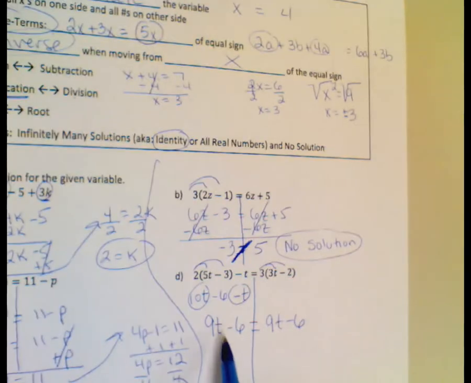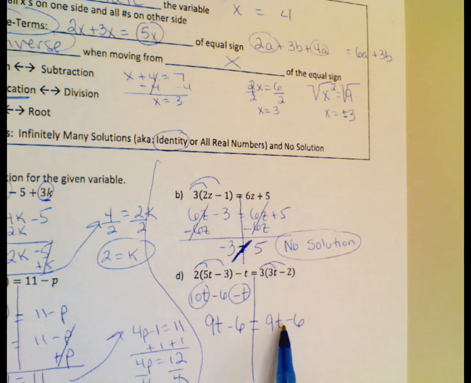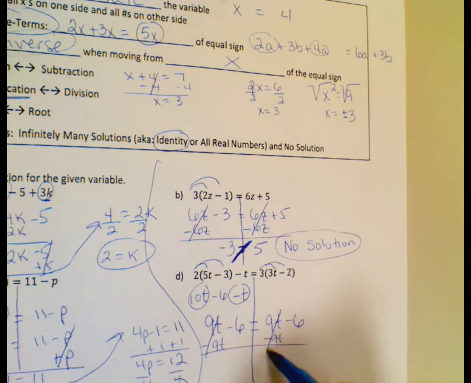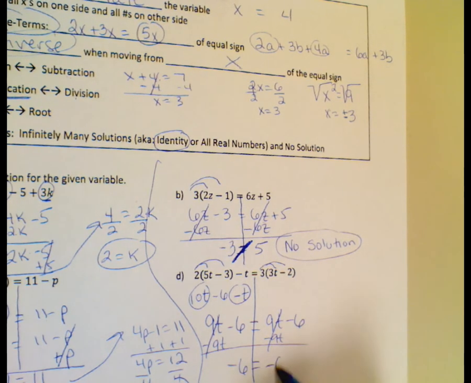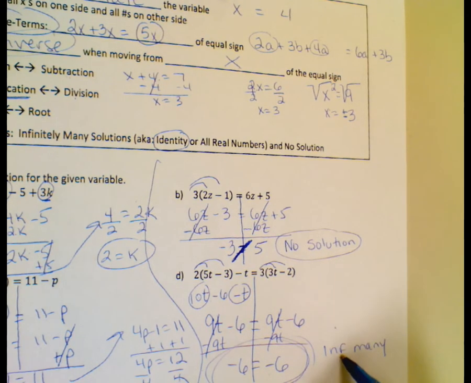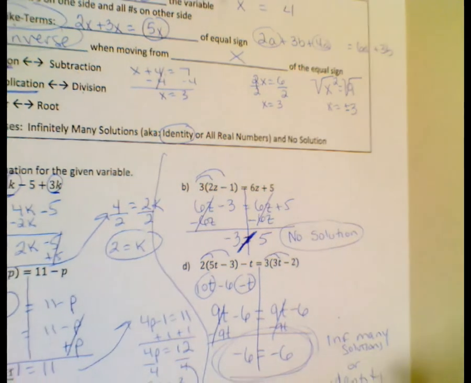That means no matter what number I plug into t, it's always going to be equal to this side because they're the same expression. But if you want to get down to there, if you subtract 9t, these cancel, you're left with negative 6 equals negative 6. If the t's cancel and your remaining statement is true, it's infinitely many solutions. Or you can say identity because they're identical. Okay?